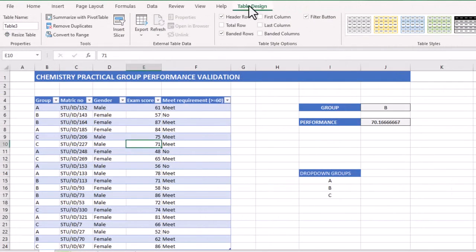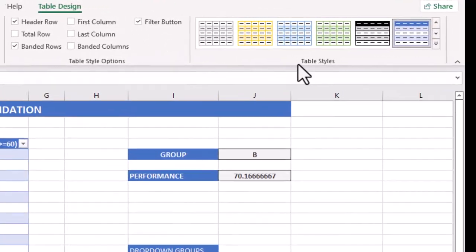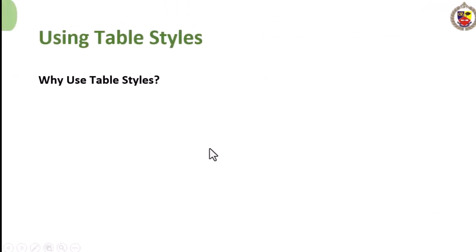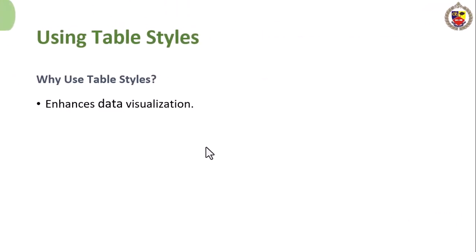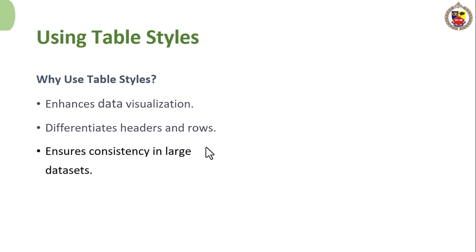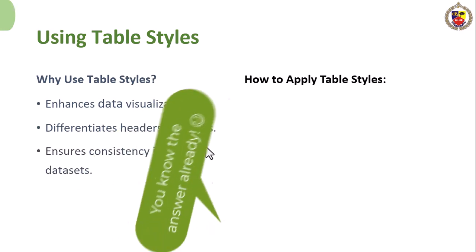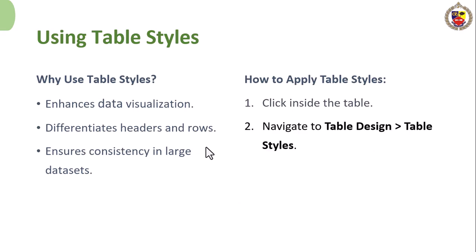As we are still on this table design, you will notice this particular table style. Why should we use the table styles? It enhances data visualization, it differentiates headers and rows apart from each other, and it also ensures consistency in large data sets. How can we apply the table style? Just navigate to the table and click on the styles of your preference.